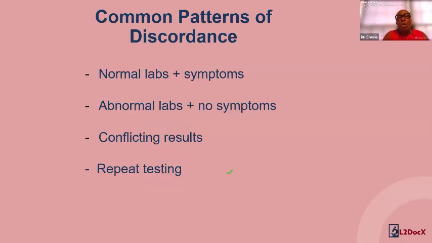So we're proceeding. There are some common patterns of discordance. Sometimes you have normal labs, yet you have symptoms. My labs are normal, yet I'm feeling so sick. Why is this happening? Or my labs are abnormal and I have no symptoms. So these are some of the trends or patterns that we see when there's discordance, and that the clinician would take note of.